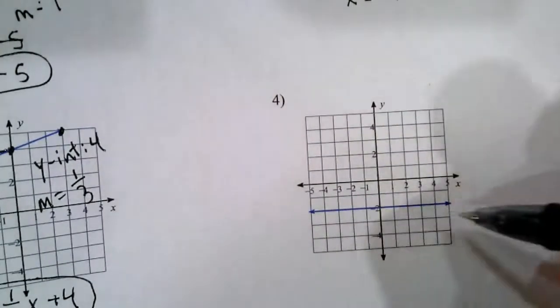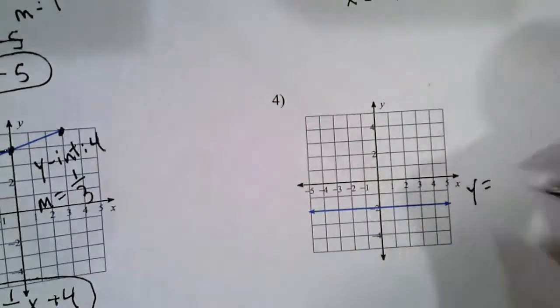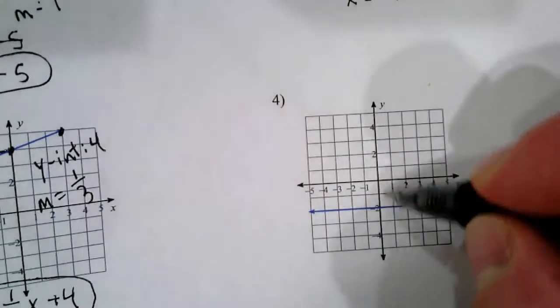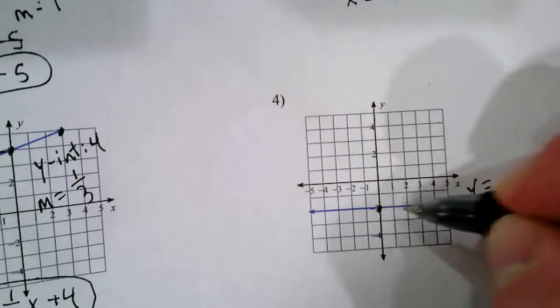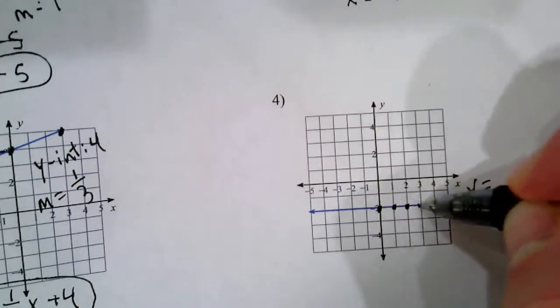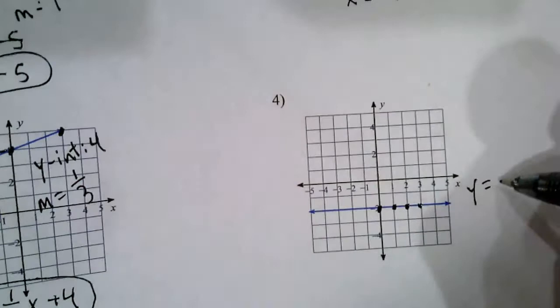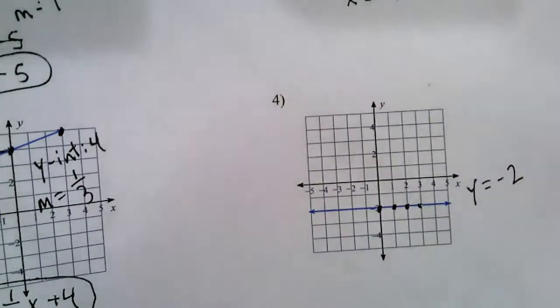And our last one, notice this is a horizontal line, so it's going to be a y equals something. And it's all the points that have a y-coordinate of -2. So it's y equals -2.